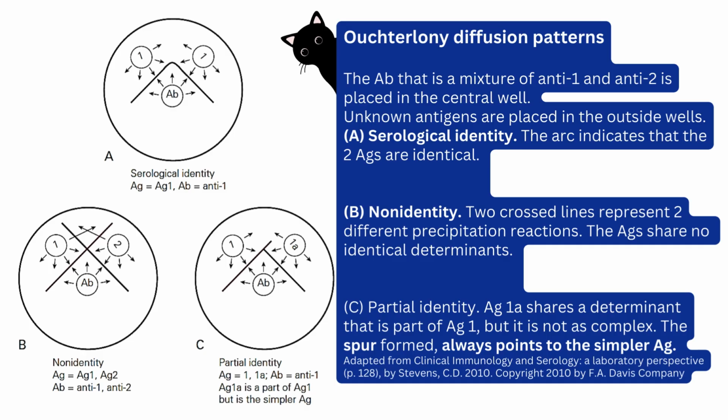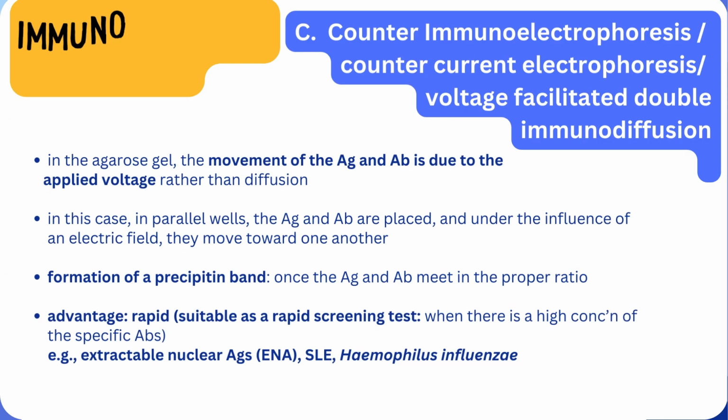This is just the same as the previous slide, stated in a different way, yet it still yields the same significance and meaning. This one is seen in Stevens. It's just the same, guys. We have serological identity, non-identity, and partial identity.